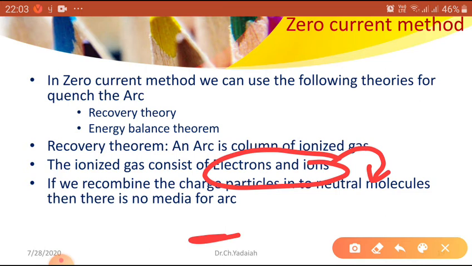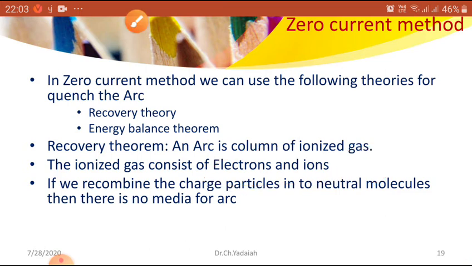So this thing we are going to do. Now if we allow a fresh insulating medium, whatever insulation is present between the electrodes is already ionized and unable to oppose any voltage or current. Now instead of these ionized particles, if you allow fresh deionized gas between the two electrodes, in place of the ionized particles, then the arc no longer persists.